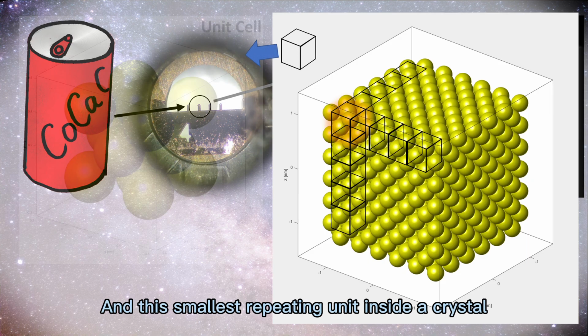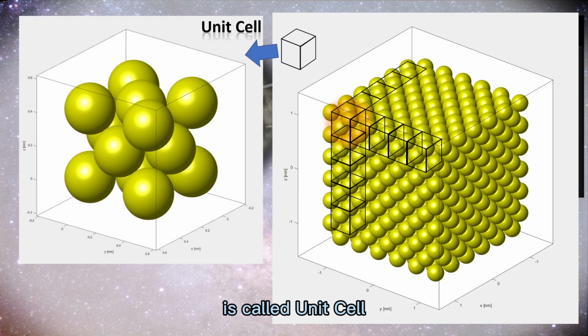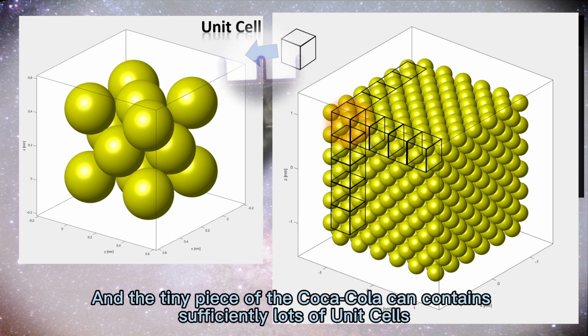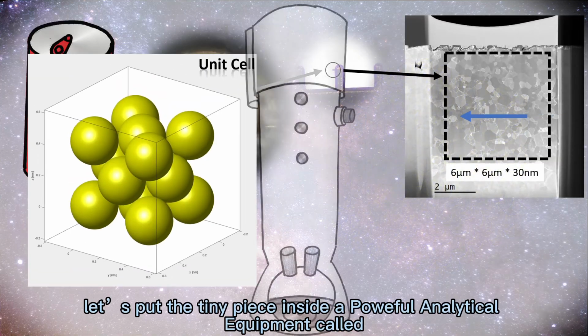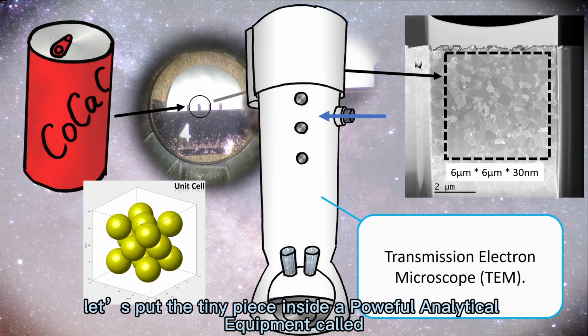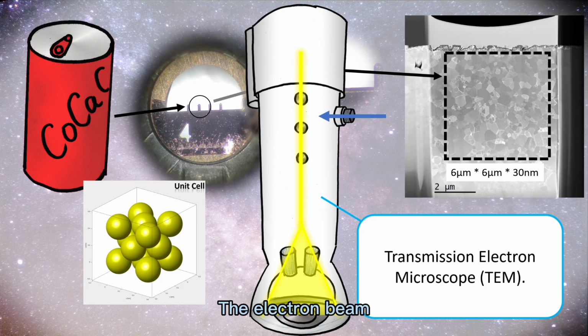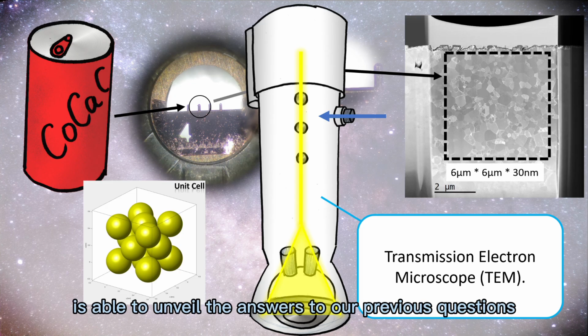And this smallest repeating unit inside the crystal is called the unit cell. The unit cell contains the key to our previous two questions. And the tiny piece of the Coca-Cola can contains sufficiently many unit cells. Now, let's put the tiny piece inside a powerful analytical equipment called a transmission electron microscope, or TEM. The electron beam generated by the TEM is able to unveil the answers to our previous questions.